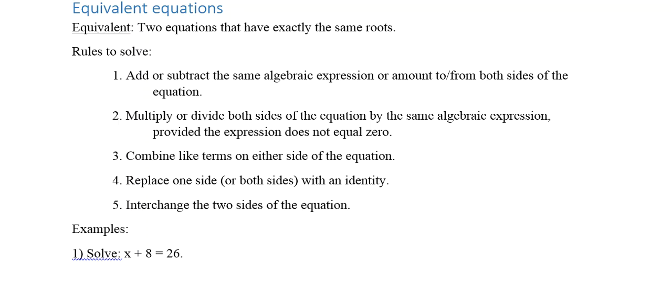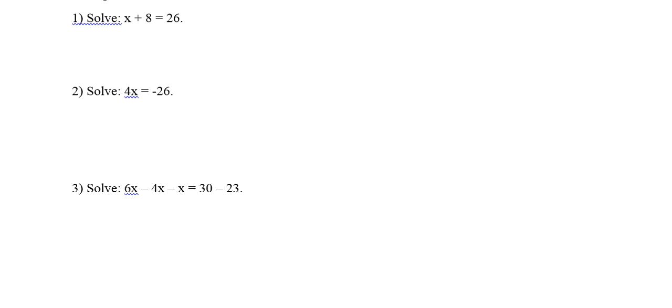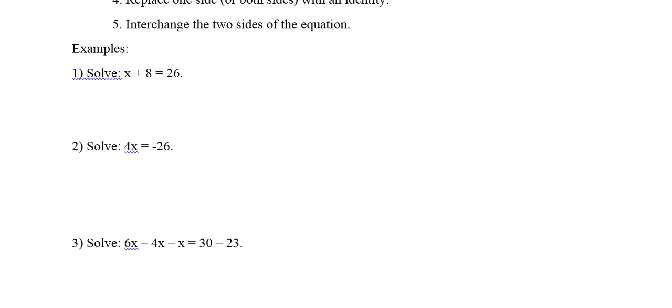Then you'll go ahead and replace one side or both sides with an identity and interchange the two sides of the equation. So just remember the saying, what you do to one side, you do to the other. That way we keep it equal, because the equal sign is like balancing the equations.